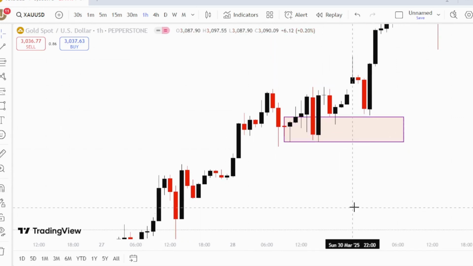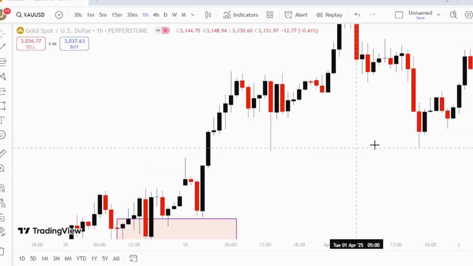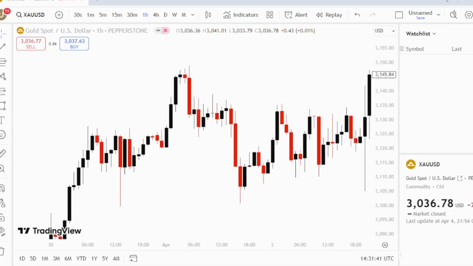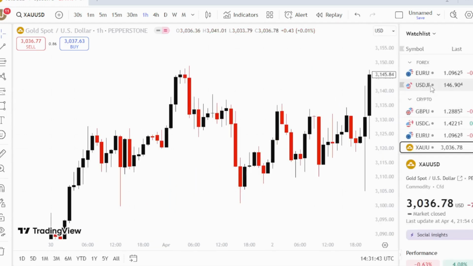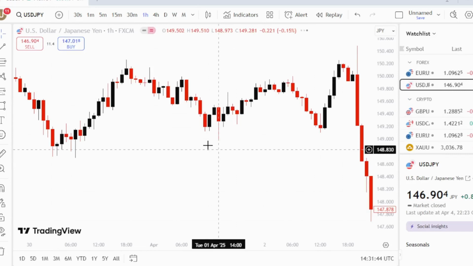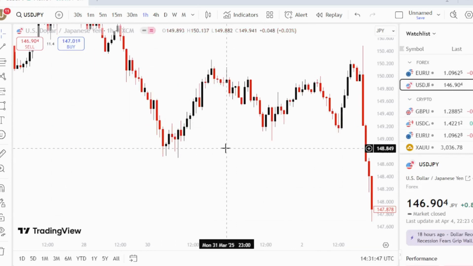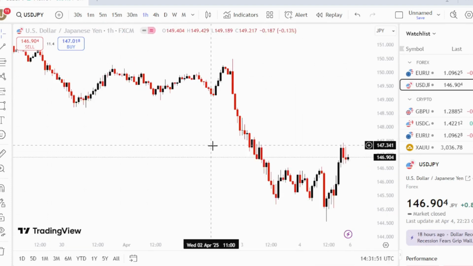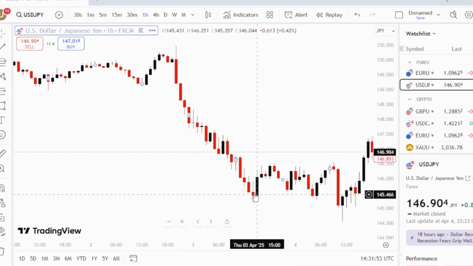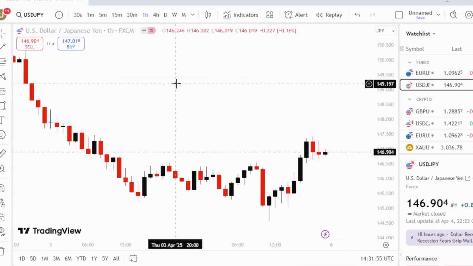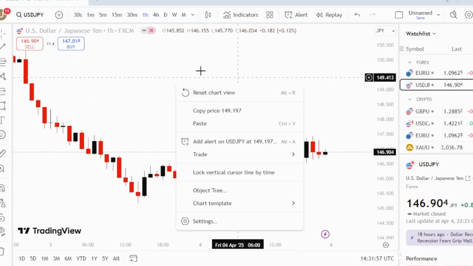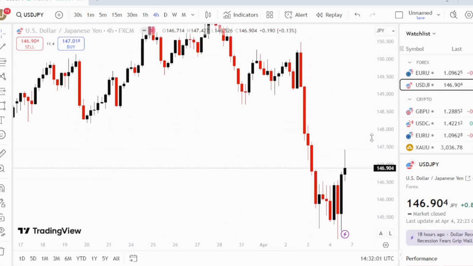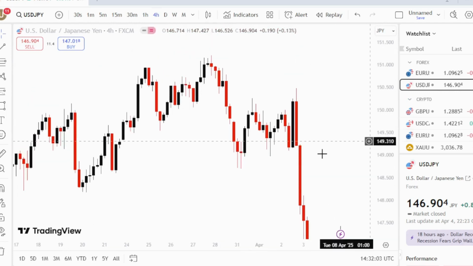So very, very important. In your marking of zones, always ensure that you include the wick. Okay, let's look at another pair and see for ourselves. All we're trying to say is that in your marking, always ensure you include, let me see, take it to H4. Okay, look at this particular one. See?